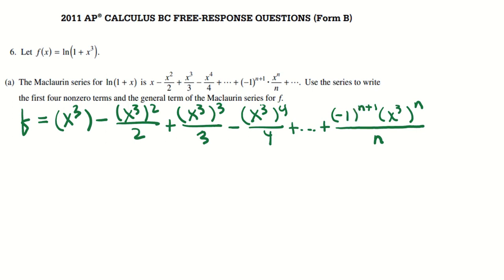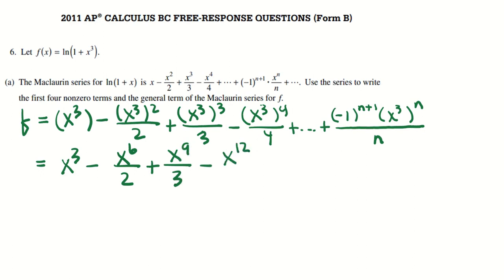But I just remembered, because I worked this problem in class repeatedly, that it actually pays off for us to simplify this, or at least the first 4 non-zero terms. So I'm going to call that x to the 3 minus x to the 6 over 2 plus x to the 9 over 3 minus x to the 12 over 4, and so on. And I should probably put a dot on it.